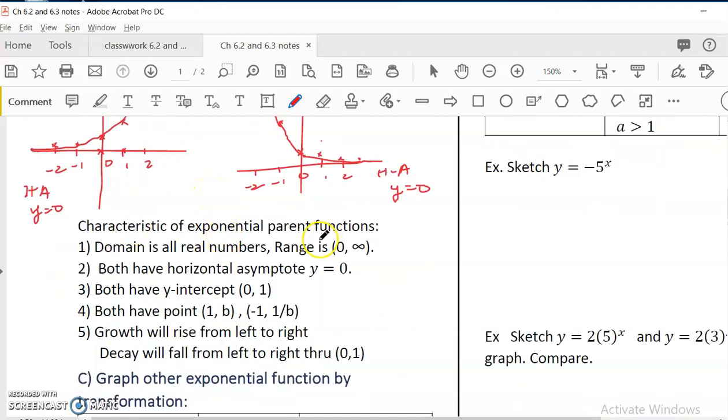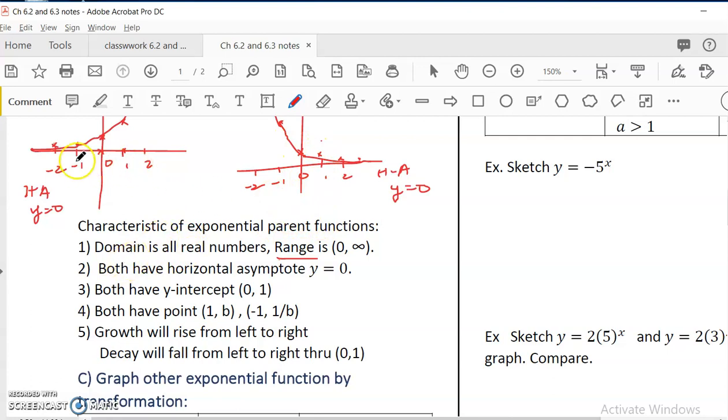So let's discuss some characteristics of these exponential parent functions. We call them parent functions because they are very simple and very easy to remember how to graph. So first, their domain is all real numbers. You can plug in negative, positive. The range is, so this is very important, from 0 to infinity. So you can only see it in the upper half of the coordinate plane.